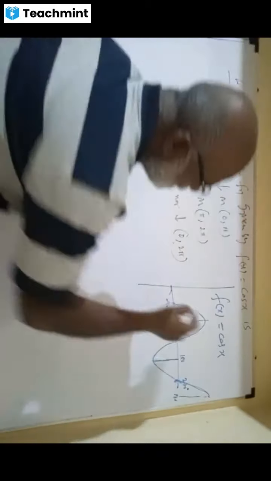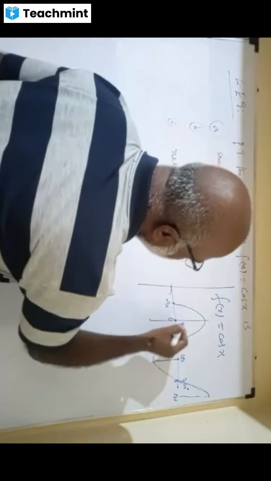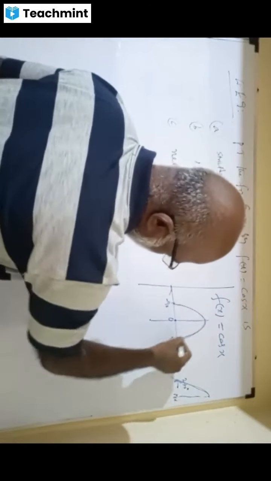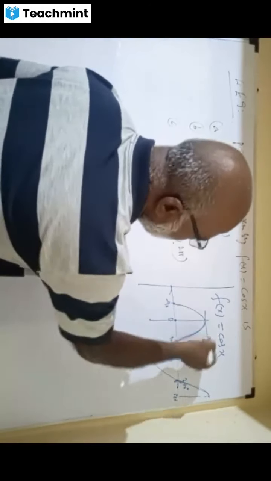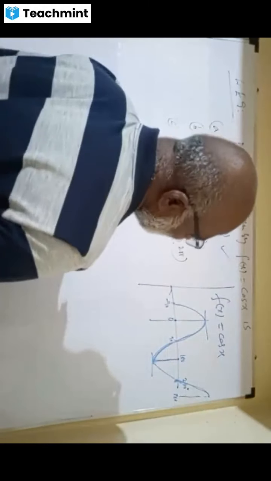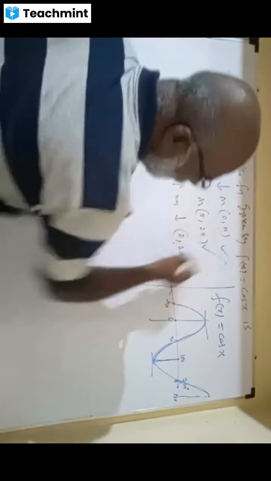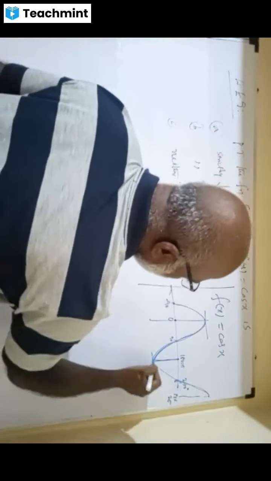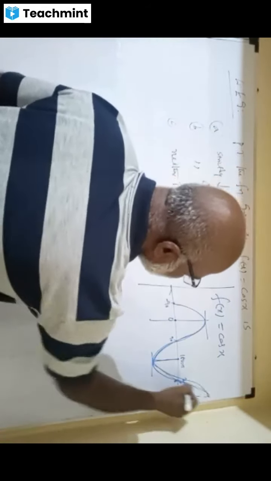Just watch here, my dears. From 0 to 180, you tell me, is it decreasing or increasing now? Decreasing, sir. Then pi to 2 pi. This is called pi. This is 2 pi. Pi to 2 pi is continuously increasing or not? Yes or no?